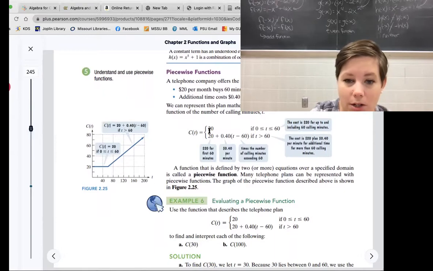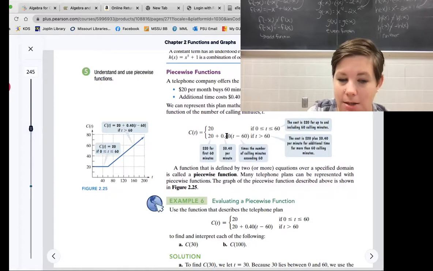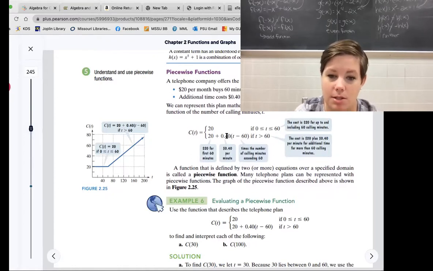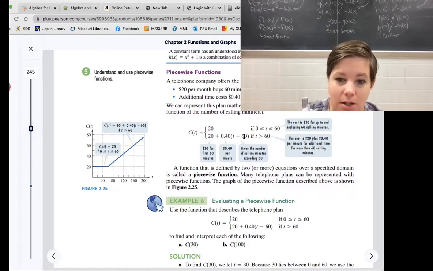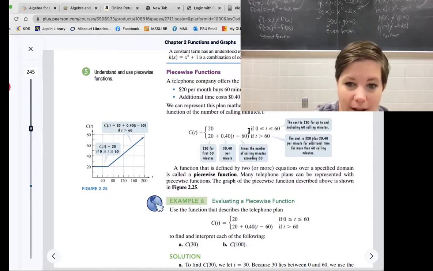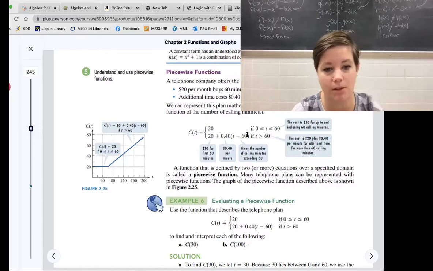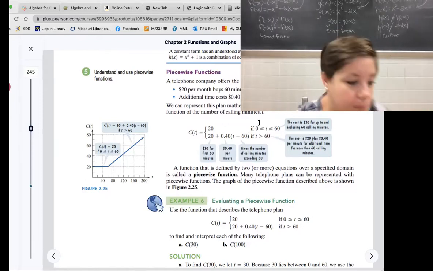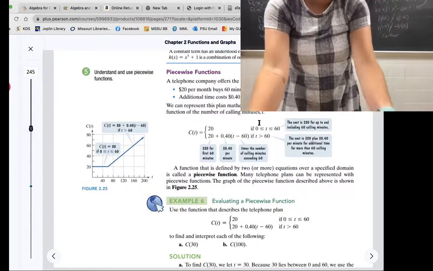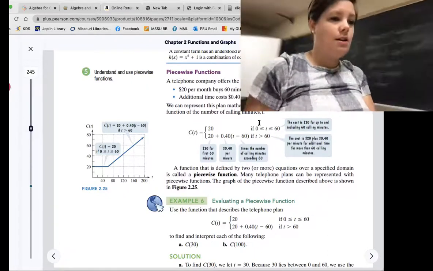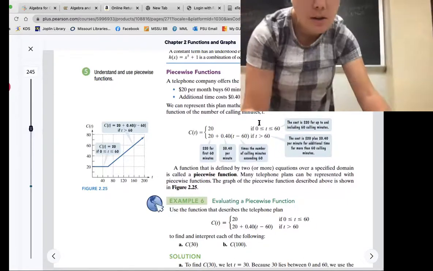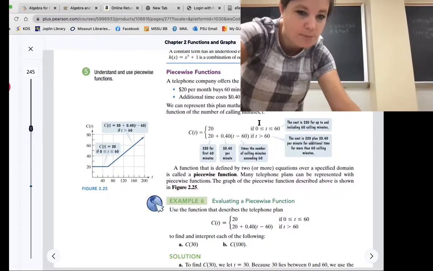So it's $20 per month, whether you talk 0 minutes or all the way up to 60 minutes. It's after that that we have to add in the 40 cents per minute. And so it's 40 cents per minute after 60, so we have to subtract that original 60 that would have already been covered in the 20. So these are the two equations we'd be using. We need to find out how much it's costing us with these two equations in our piecewise function.